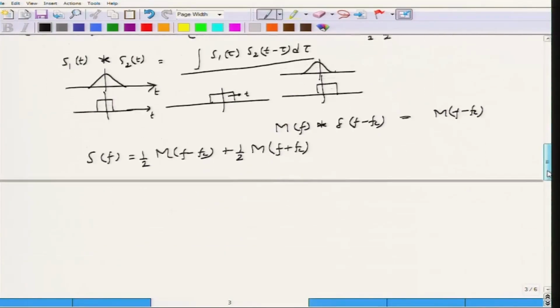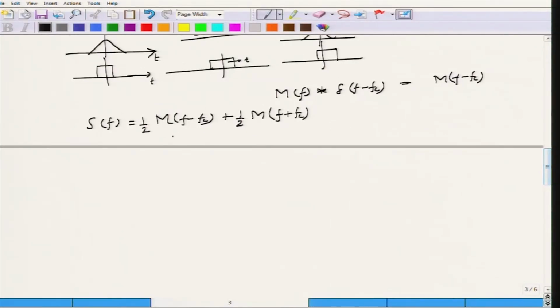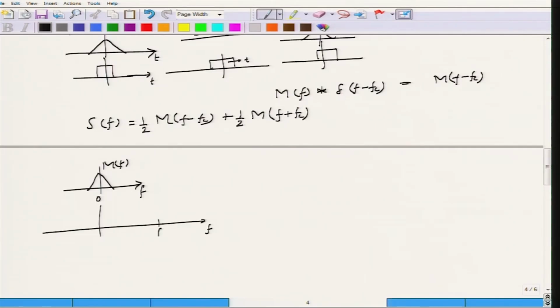What is this m of f minus fc and m of f plus fc? If you start with m of f, so let us say this is my m of f, I am just plotting this one. If you start with this which is centered at 0 as it should for a baseband signal, m of f minus fc would correspond to a signal which has been shifted to the right. So, let us say the value here is 1, and let us say this fellow has a value of b and this is minus b. Therefore, this becomes fc plus b, this is fc minus b.